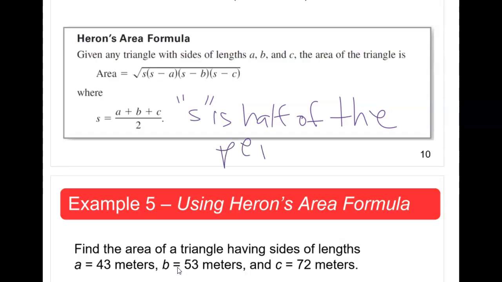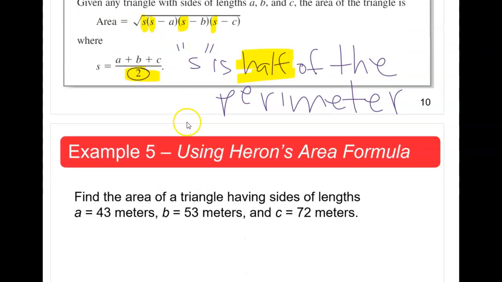Please write this down because I don't want you to get this wrong on your exam. So S is half. You see how we're dividing by 2? So that's what I mean. Half of the perimeter. So you add all 3 sides of your triangle and then you divide by 2. That's what S is. And if you notice, you're going to be using it a lot. You have it once in the product by itself, and then you have it 3 more times. It is subtracting, you're subtracting one side from it.